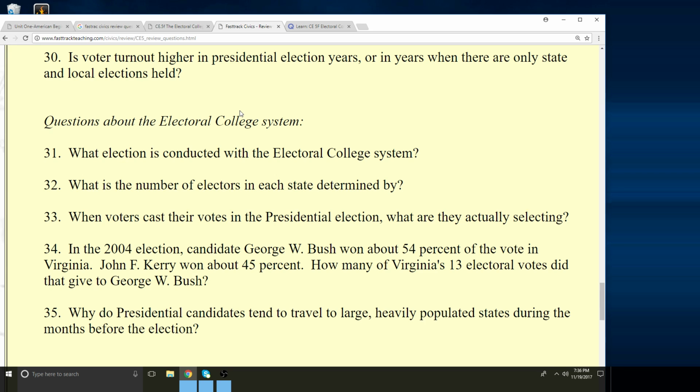How do we get to 538? Well, you have 100 senators total, 2 per state. You have 435 representatives based on population, meaning each state is guaranteed at least 1 representative, but they get more depending on how many people live in their state. And then they gave 3 extra for DC, because DC is technically not a state, but there are obviously people that live there, so they wanted them to have voting rights.